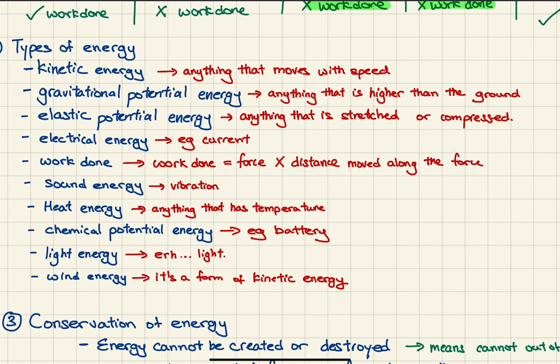Okay, work done, the formula is work done equals force times distance moved along the force. So if there is no force, no work done. If there is no distance, no work done. If they are perpendicular to each other, no work done. They must be in at least some form of the same direction.